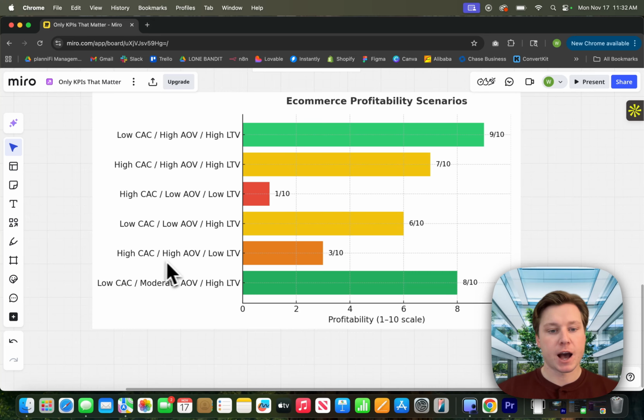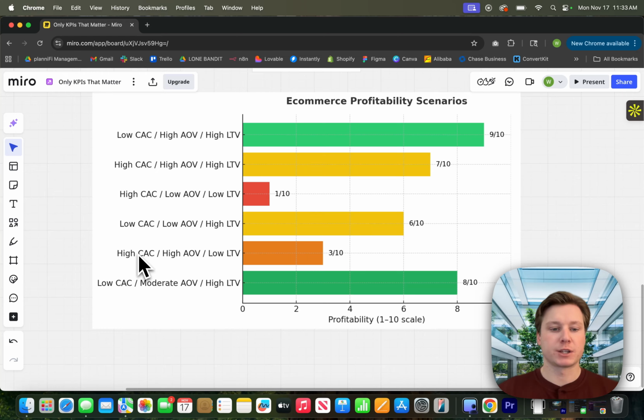Next one is high CAC, high AOV, low LTV. So an example of this might be like a drop shipping store or more of a direct response funnel, like a single product store, not a true brand, where maybe they put together a good offer that gets a high AOV, but it's a high CAC because it's, I don't know, a niche market or something. But there's a low LTV. People don't really come back. It's like they don't have anything else to offer essentially. So this gets a 3 out of 10 because it's kind of a waste of time.